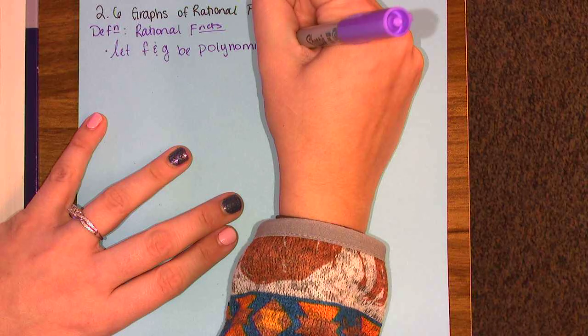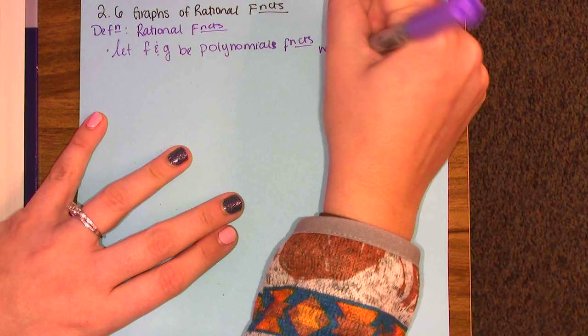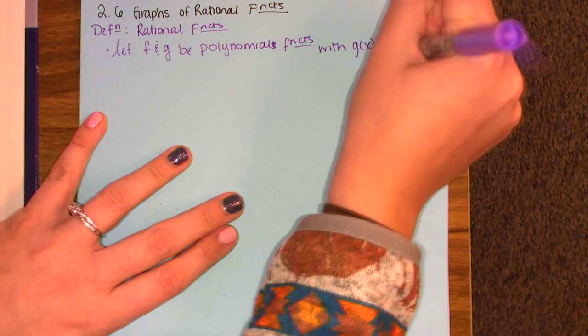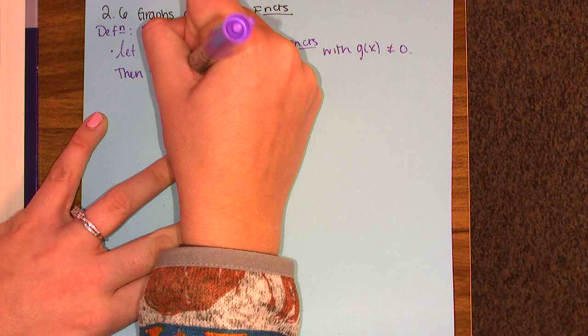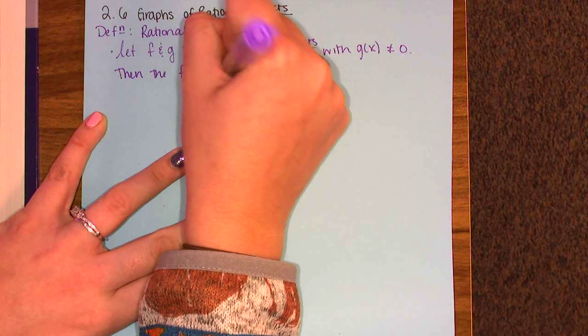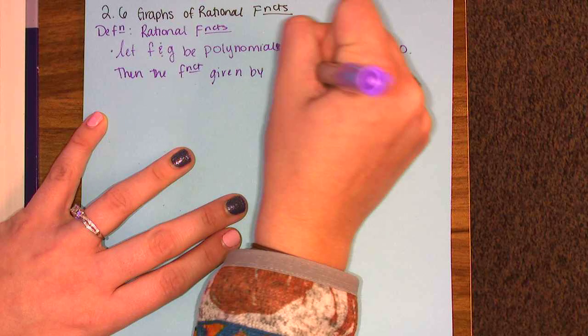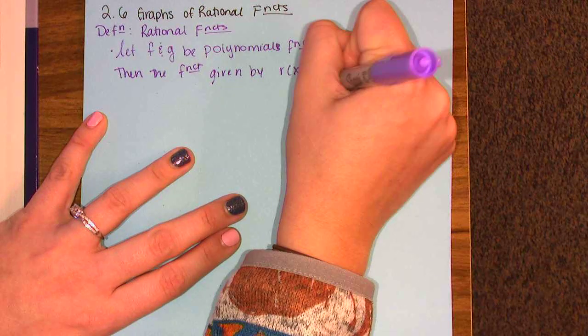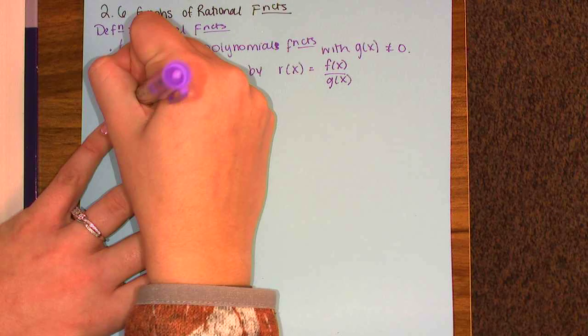Let f and g be polynomial functions with g of x not equal to 0. Then the function given by r of x is equal to f of x over g of x is a rational function.